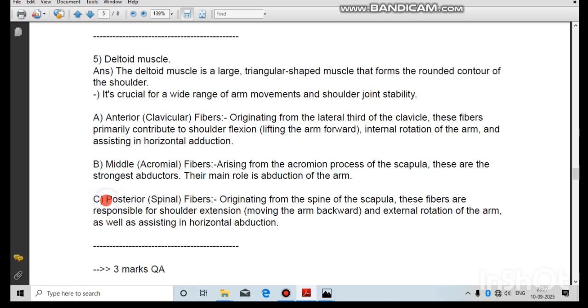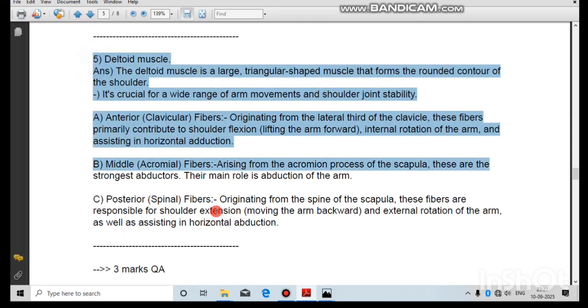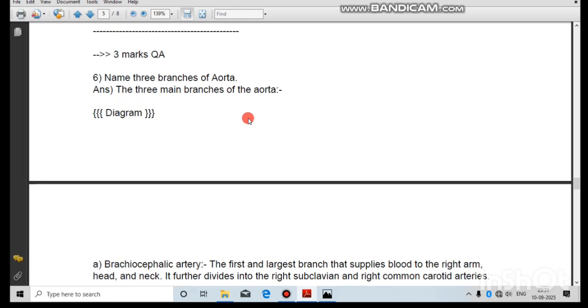The last type of fiber here is the posterior spinal fibers. They originate from the spine of the scapula. And what do they allow? They allow for shoulder extension and external rotation of the arm, and they also assist in horizontal abduction. So this is all about the deltoid muscle, guys.